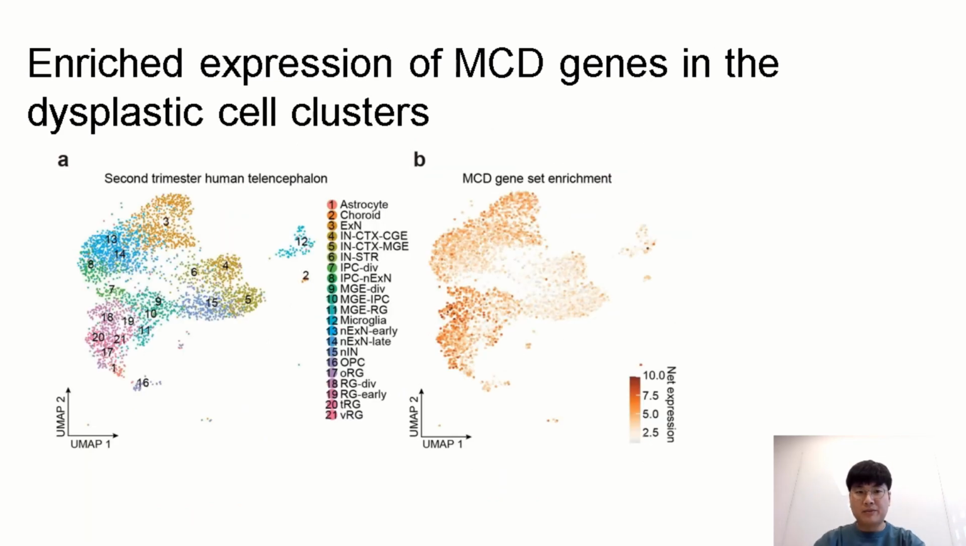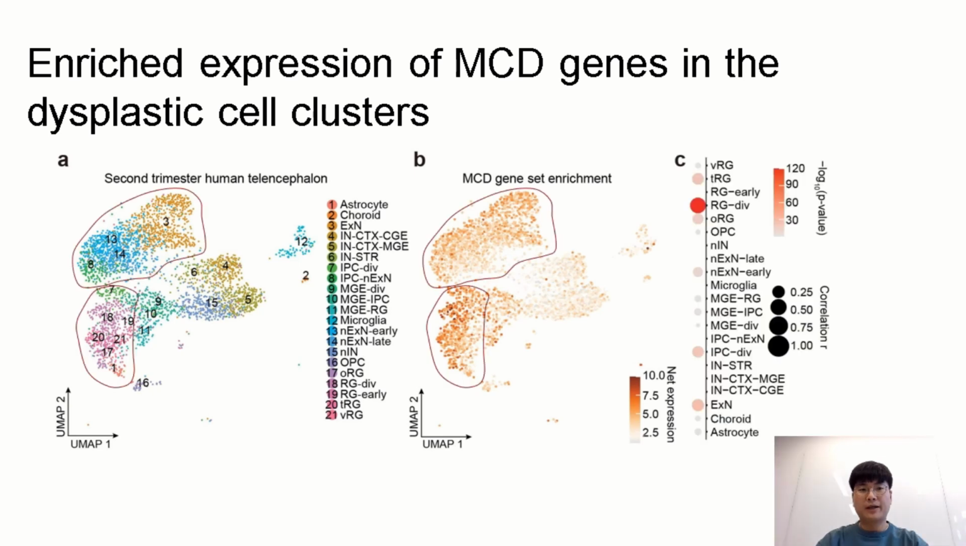We next mapped the known and novel genes onto public single-cell RNA-seq data generated from the human fetal mid-gestation stage telencephalon. The UMAP shows 21 cell types. I highlighted these 2 groups. These clusters show the highest level of expression of the novel MCD genes, especially dividing radial glia, suggesting that they may act in the excitatory neuronal lineage, including dividing radial glia.